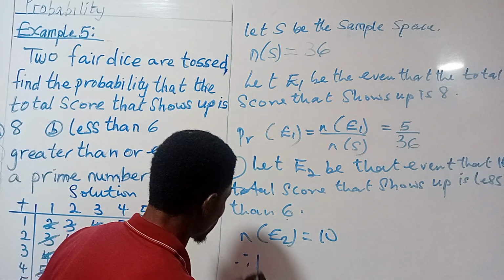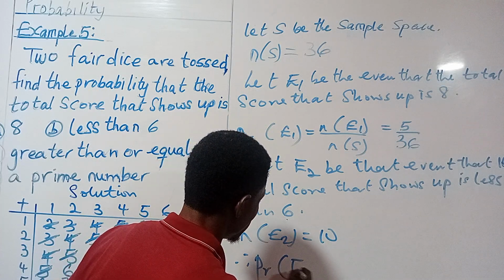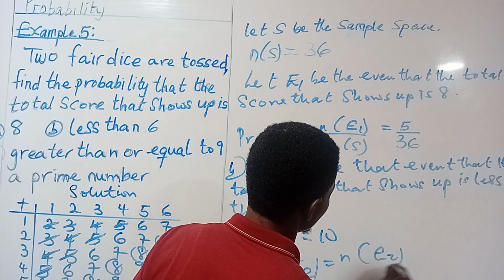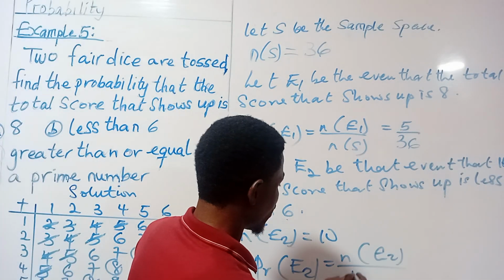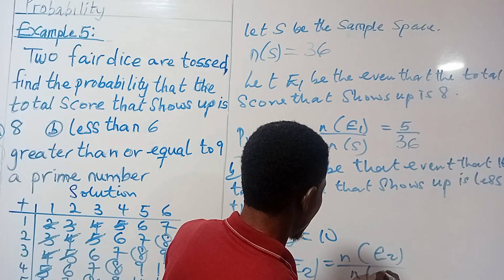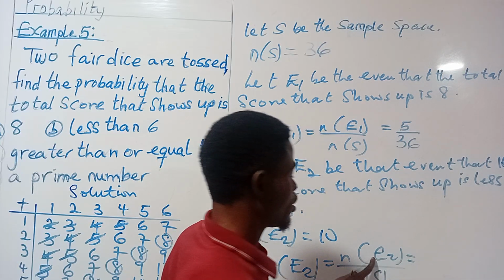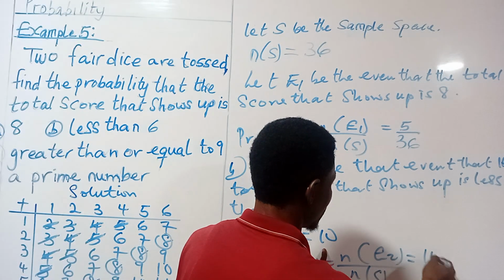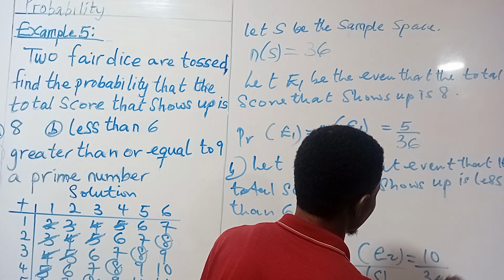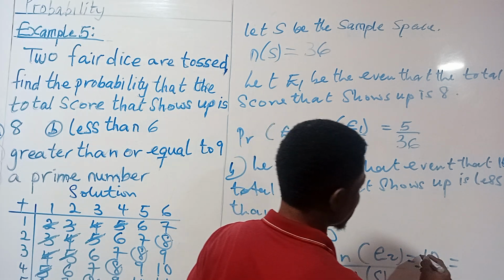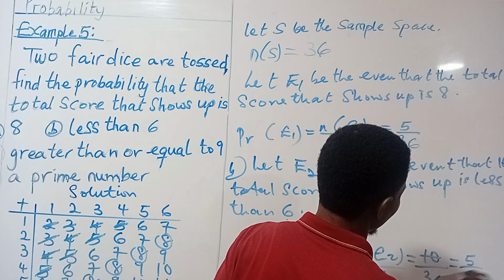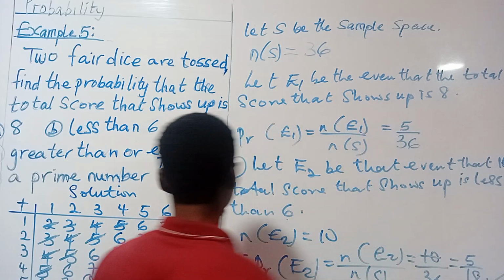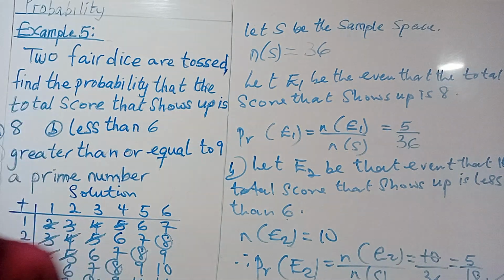Therefore, the probability of this will be P of E2 equals to n of E2 over n of S. And what is E2? That is the total score that shows up less than 6, which is 10. Then over 36. Something can still go. 2 in this one is going to be 5, and 2 in this one is going to be 18. So you leave it like that. Then what's the next question?